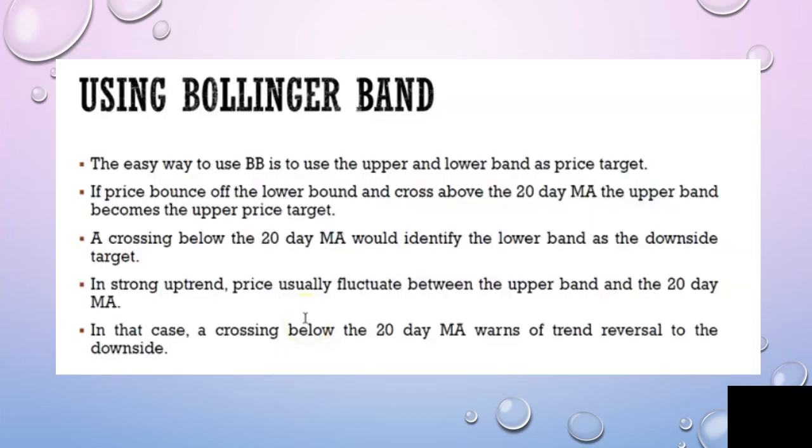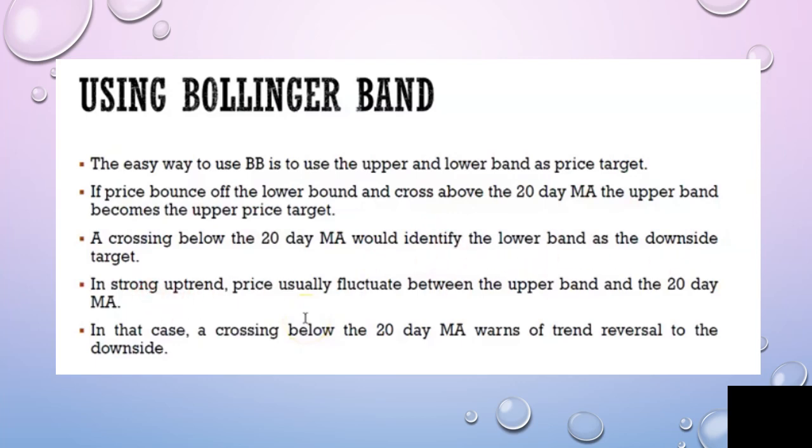Alright, so using Bollinger Band, the easy way to use BB, kita panggil sebagai BB lah, is to use the upper and lower band as a price target. If price bounce off the lower bound and cross above the 20-day moving average, the upper band becomes the upper price target. A closing below the 20-day moving average will identify the lower band as the downside target.